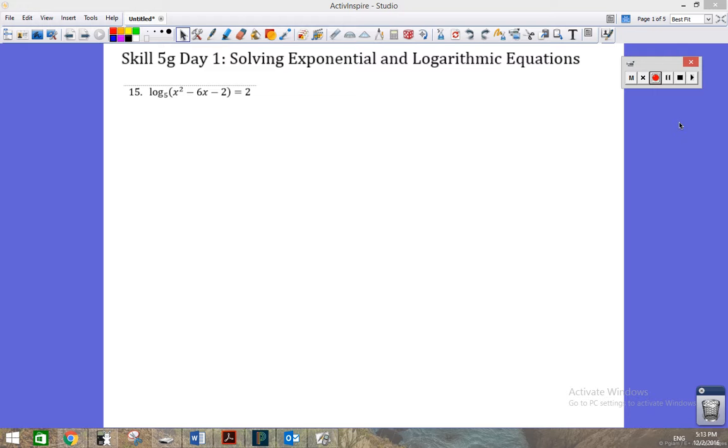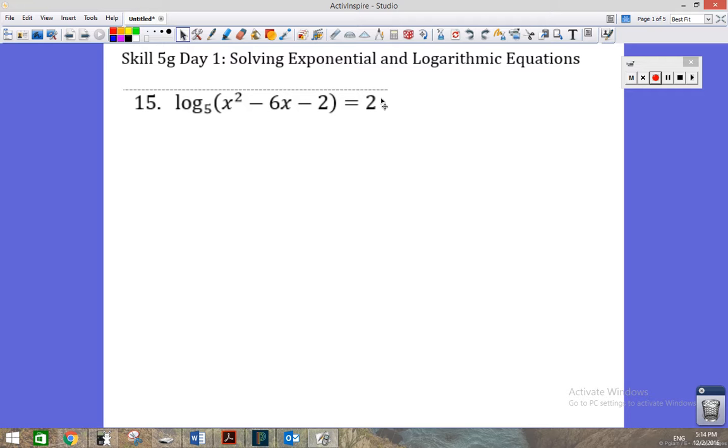We are looking at skill packet 5, which is exponential functions and log functions. On these problems on skill 5G, we're looking at solving exponential and log equations. You definitely need to know your properties of logarithms and the definition of a logarithm, to be able to convert back and forth from the log form of an equation to an exponential form, which is exactly what I'm going to do right now on this one.